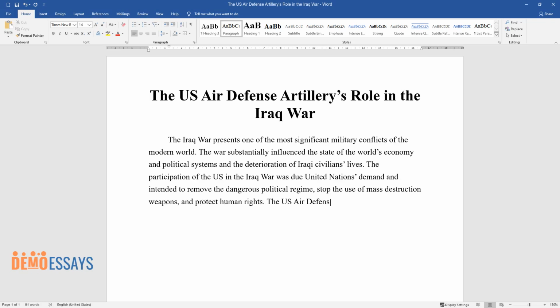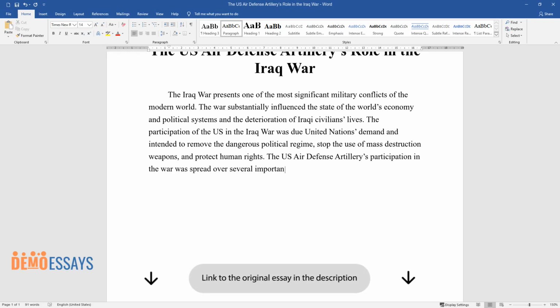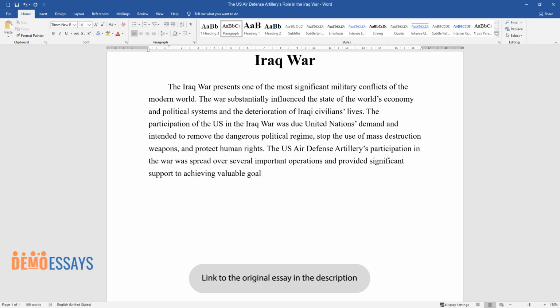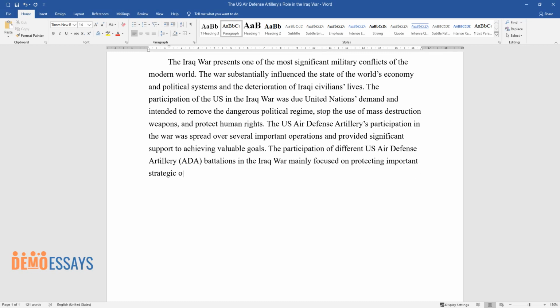The U.S. Air Defense Artillery's participation in the war was spread over several important operations and provided significant support to achieving valuable goals. The participation of different U.S. Air Defense Artillery (ADA) battalions in the Iraq War mainly focused on protecting important strategic objects and staying ready to adopt new instructions.